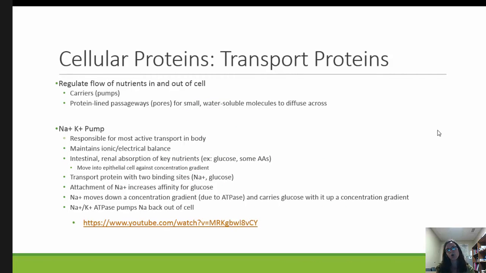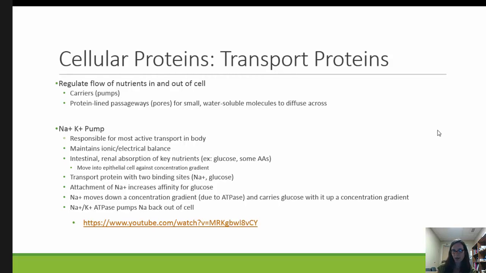All right, so we talked about our receptor proteins. We talked a little bit about transport proteins, but let's talk more about transport proteins. So transport proteins regulate the flow of nutrients in and out of a cell. So in some cases, when we have small molecules like oxygen or carbon dioxide, they can just diffuse across. But sometimes we have molecules that actually need a transporter to get them across.